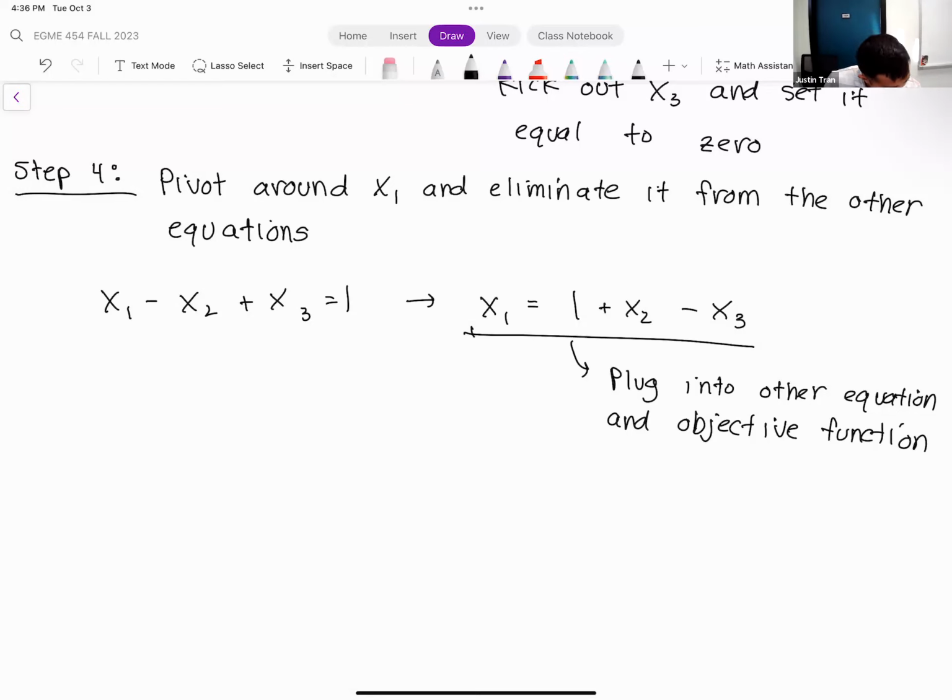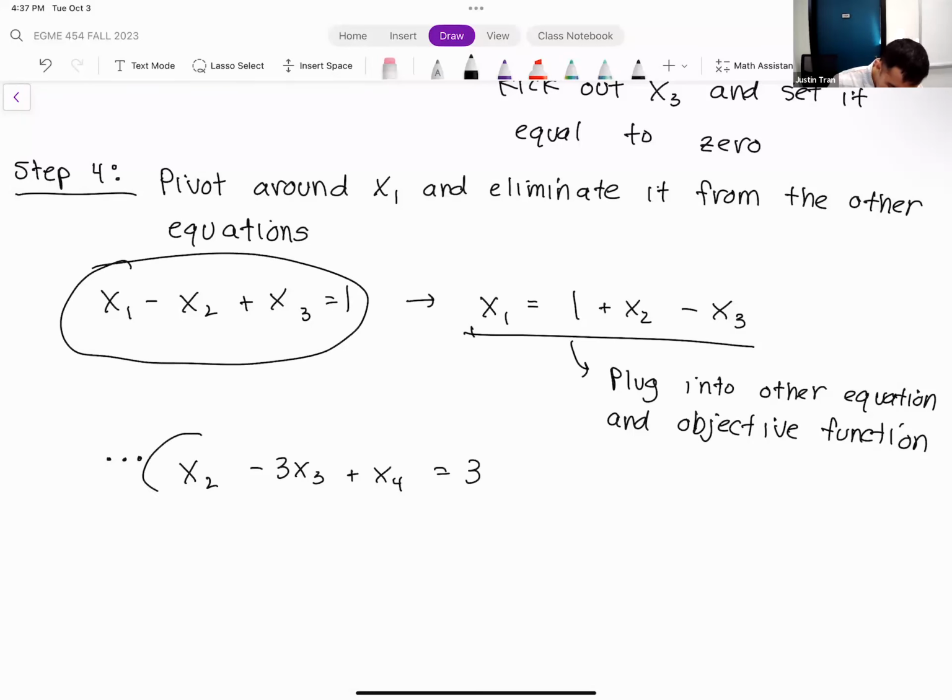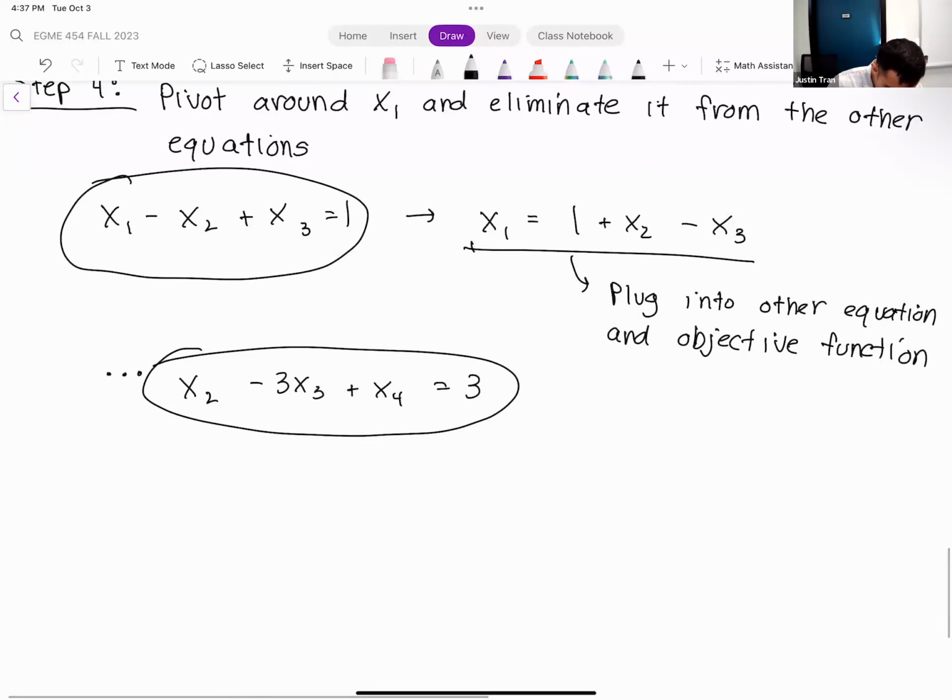All right, so we do that. We plug this into the x4 equation. I'm just going to go ahead and skip to the result in the interest of time. So we do that. We get x2 minus 3x3 plus x4 equals 3. So we have this equation, and then our new objective function.